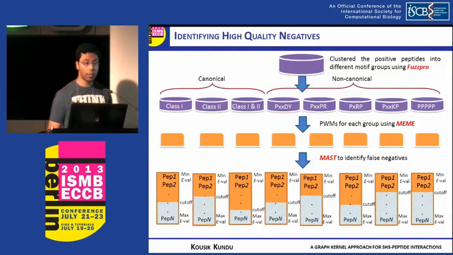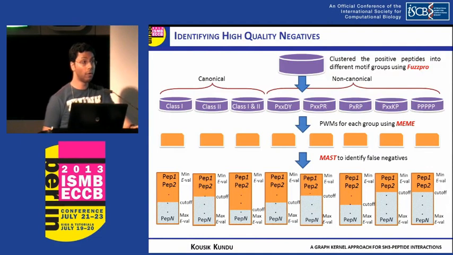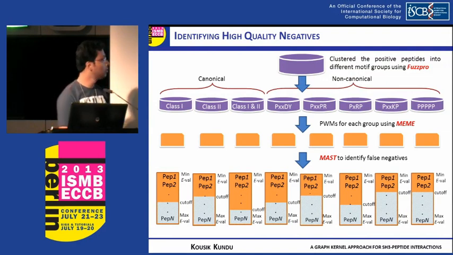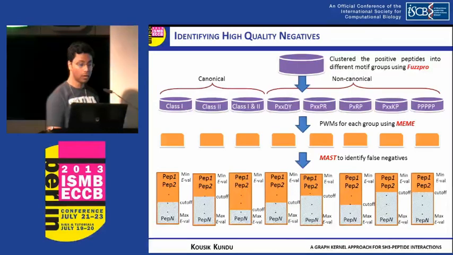Now I'm going to talk about how we filtered the false negative data, or how we got the high confidence negative data. Given the interactions of a certain SH3 domain, you have a set of positive interactions. We start with the positive interactions, and we group them according to the motif type that the SH3 domain can bind, the canonical one and the non-canonical one. Then we produce a PWM for each motif type using MEME.